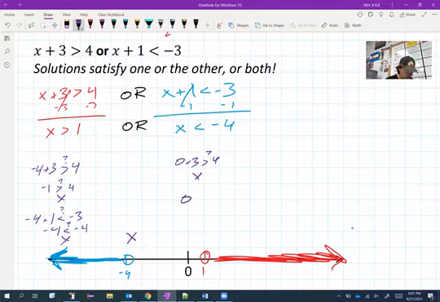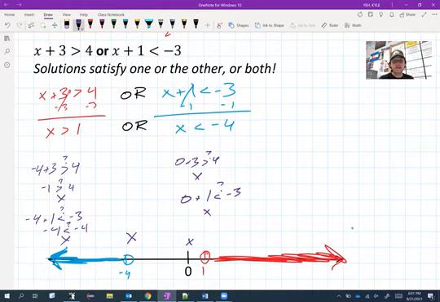What about 0 plus 1? Is it less than -3? And 0 plus 1 is just 1. 1 is not less than -3. That does not work. And I'm sorry, I put my x right over 0.